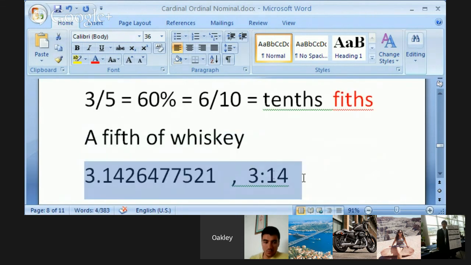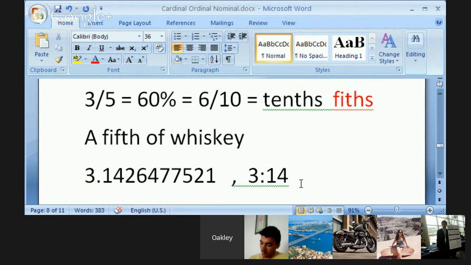All right, our next number in our long train of fun and unusual numbers. Demas, what's this craziness? Five number. Okay, now, three point one four, two six, four seven, seven five, two one.